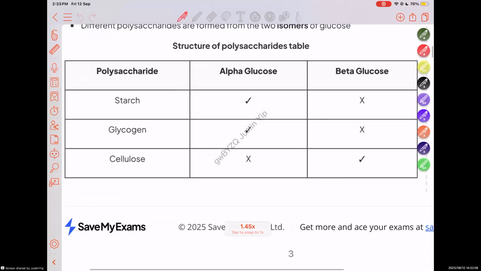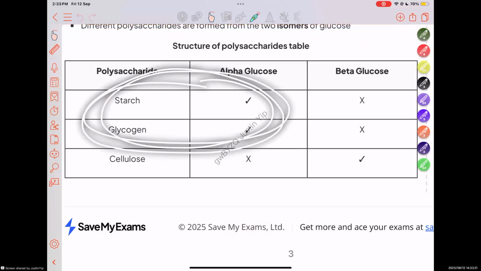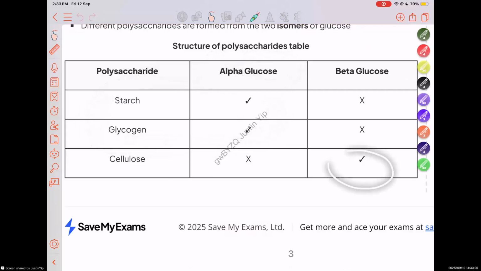Starch is made up of alpha glucose, and it does not contain any beta glucose. Glycogen is also made up of alpha glucose. So the summary here is that starch and glycogen are both made up of alpha glucose, but cellulose is made up of beta glucose.